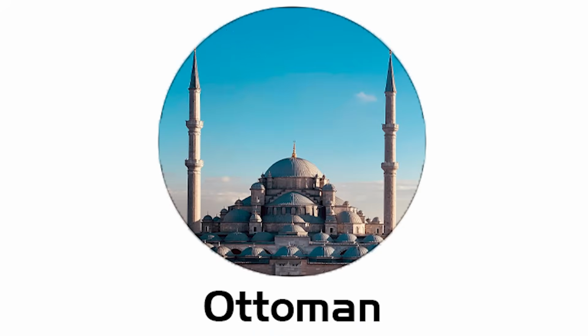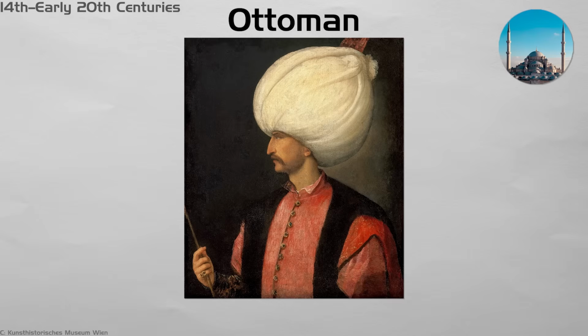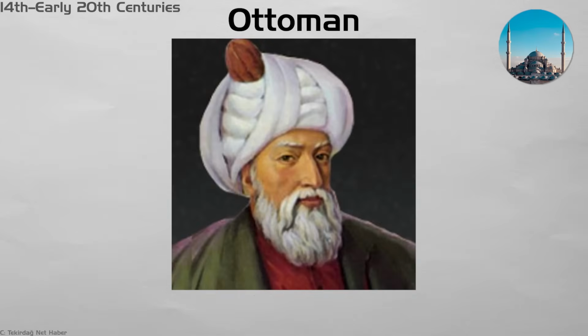Ottoman. The Ottomans, rising in the early 14th century, reached their architectural peak under Sultan Suleiman the Magnificent and the master builder Mimar Sinan in the 16th century.